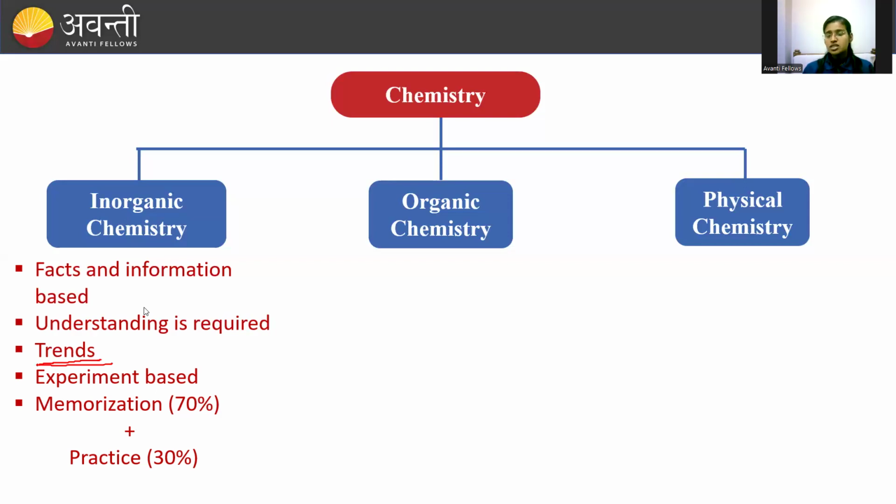What are the periodic trends in physical property? What are the periodic trends in chemical property? So you will study some trends. Across the period, what happens, whether size will decrease or increase. Such kinds of trends we will study more in inorganic chemistry, so those trends are very important. It is experimental based chemistry, and 70% is memorization, 30% practice is needed. In inorganic chemistry, we have to memorize more things compared to organic and physical. That's why I have given 70% for memorization and 30% for practicing the questions.